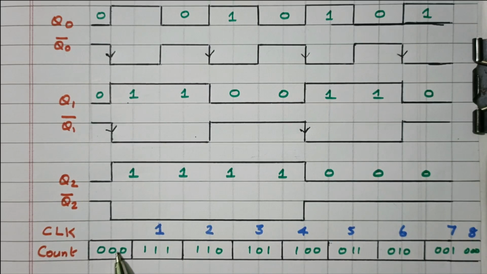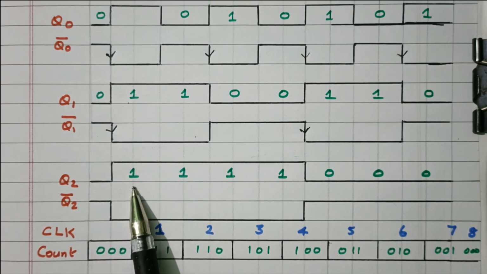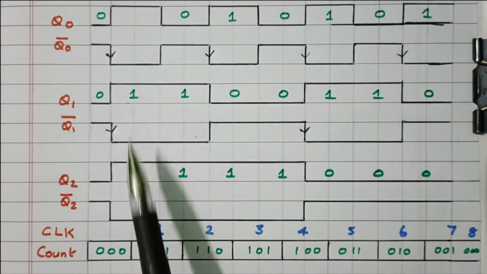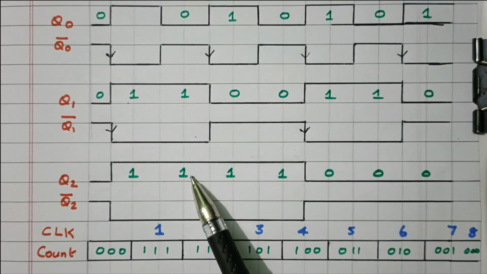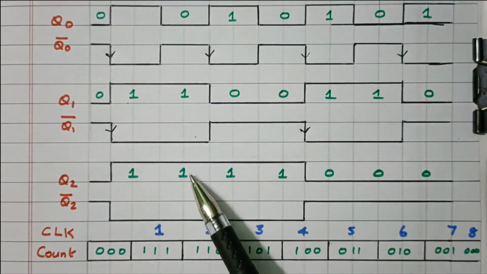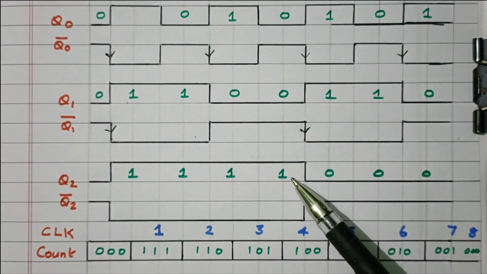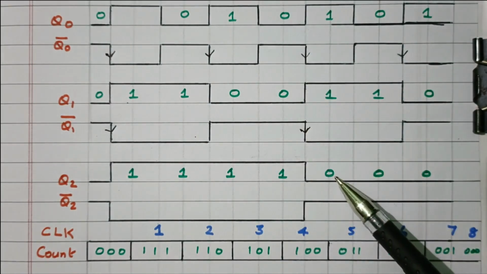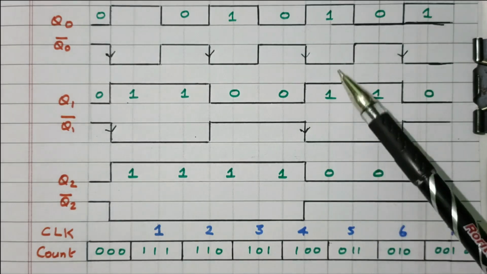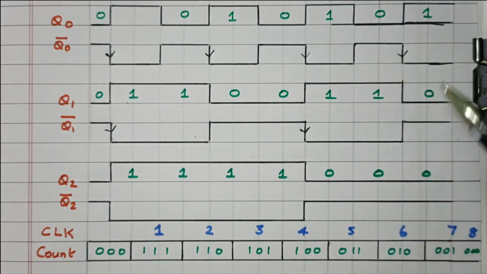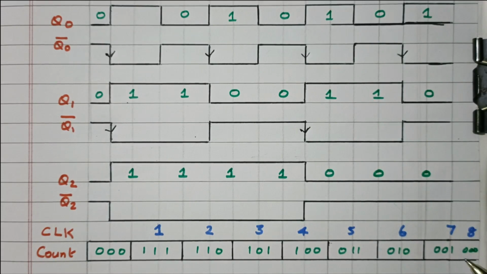Initially 0, 0, 0. Now see this 1, 1, 1. This is also 1. Next 1, 1, 0. This is MSB, that is LSB. 1, 0, 1. 1, 0, 0. Then 0, 1, 1. 0, 1, 0. 0, 0, 1. Finally again 0, 0, 0.